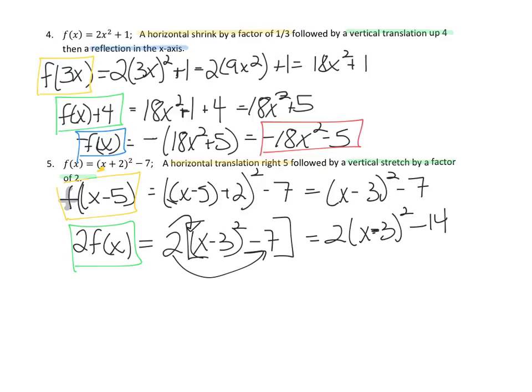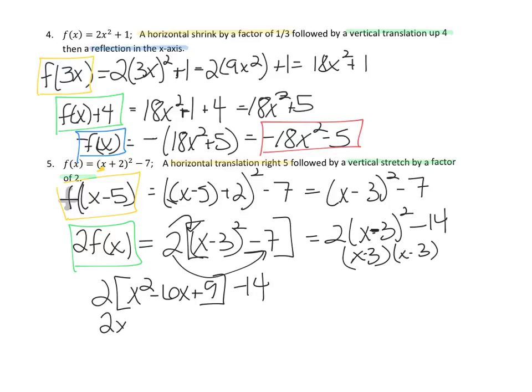And then to simplify completely, that means I'm going to multiply out my (x minus 3) squared. That's 2 times x squared minus 6x plus 9. I get that by foiling. We should be proficient with that because (x minus 3) squared is x minus 3 times x minus 3. And then the minus 14 on the outside. So 2x squared minus 12x plus 18 minus 14, which gives me a final answer, 2x squared minus 12x plus 4.